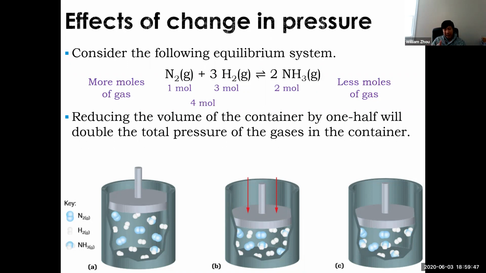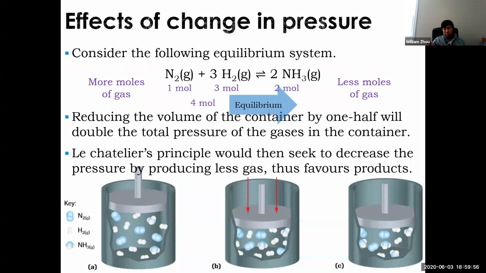To get less gas, all you have to do is make more products, because the products have less gas than the reactants. So the forward reaction will be heavily favored over the reverse reaction. So the equilibrium will shift to the right to produce less gas, lowering the pressure. Okay, so this will favor the products.